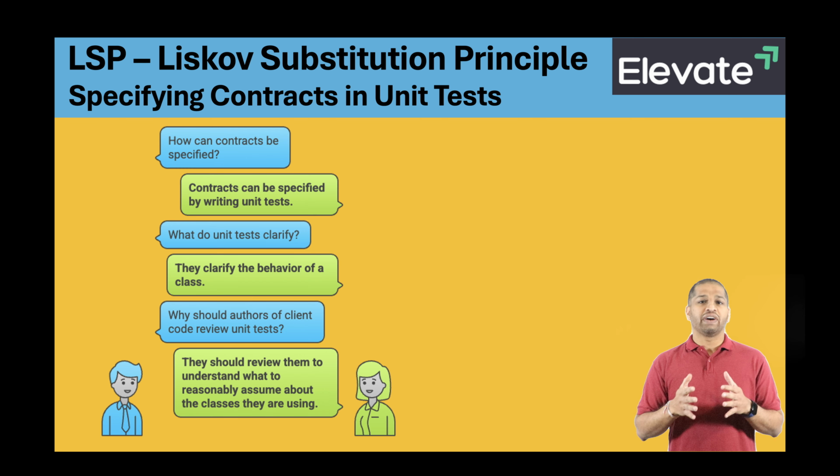So where should we specify these contracts? The ideal place to specify contracts is in unit tests. What happens when they are specified in unit tests is that they clarify the behavior of that class. They clarify the behavior of that particular method. So whoever wants to derive any classes from the base class can read through the unit tests and identify and reasonably assume things about the class that they will be deriving from or using. So that is the importance of specifying contracts in unit tests.